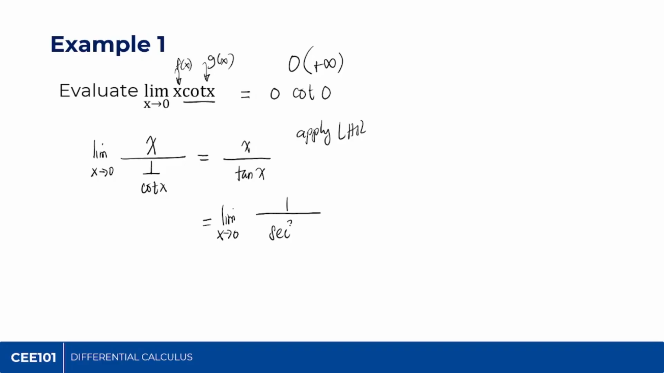Secant squared. Secant squared of x, di ba? And then, if we will be evaluating, so ano yung value ng secant squared x? Di ba yung secant squared x is equivalent yan sa 1 over cosine squared. And then, yung value ng x is 0 daw. Di ba? Yung secant is equivalent sa 1 over cos. Kaya, kung naka-square yan, naka-square din yung cos.